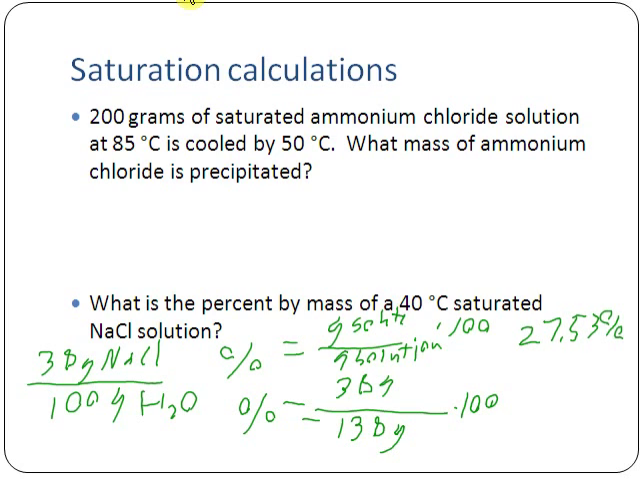Significant figure-wise, the only thing we really measured was over here originally, when we went to the chart, we got this was 38. And since that's 38, to the nearest degree, that would be 2 significant figures. So we'll round our final answer to 2 significant figures. So what we have here is a 28% solution. So if I have sodium chloride at 40 degrees Celsius, it's saturated, it'll make a 28% salt solution.